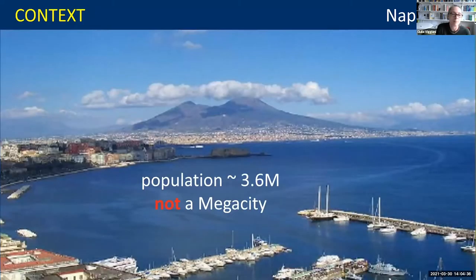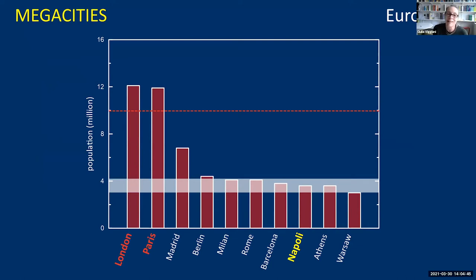So the city of Napoli has a population of 3.6 million. Napoli is definitely not a megacity. In fact, in Europe, only London and Paris have a population larger than the required 10 million to be called megacities. Whereas the urban areas of the majority of large European cities are around 3 to 4 million people. And here is Napoli. I'd better pick up a laser pointer. So here you go, this is Napoli, just about smaller than say Milan, Roma or Barcelona.